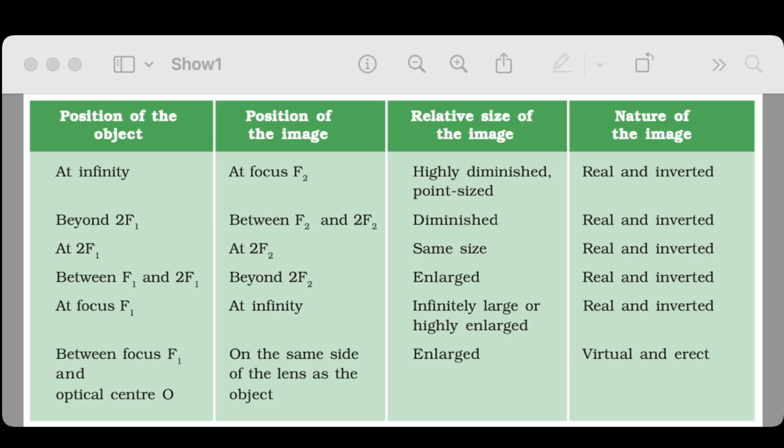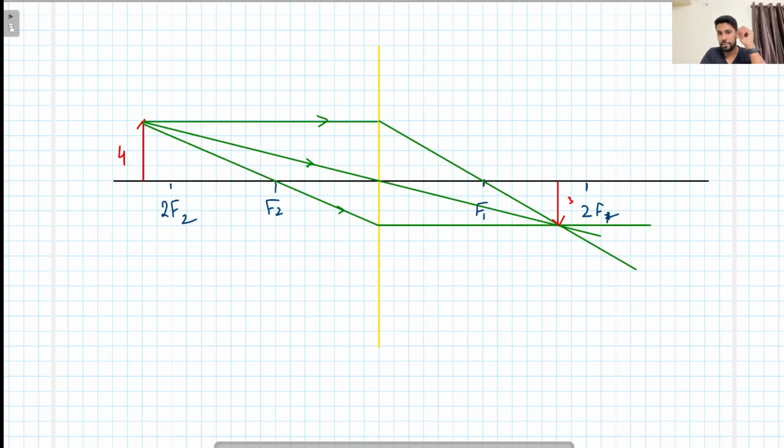Okay. So as I told you, it doesn't matter. F1 can be here, F2 can be here, it doesn't matter. You just have to understand what is the ray formation that you are going to do for this case. Right. So I hope you have understood this ray formation using a lens.